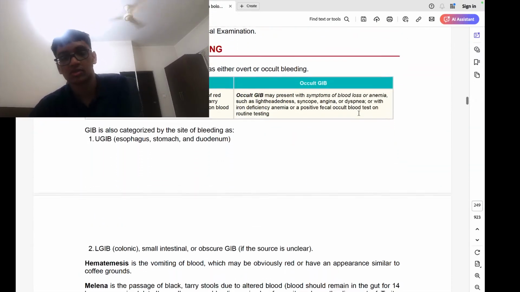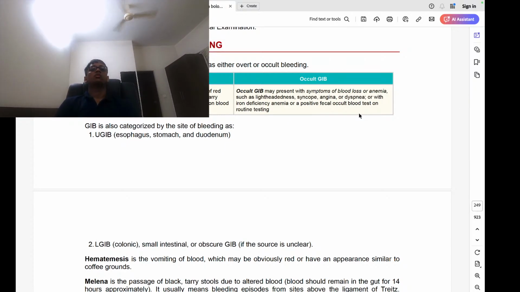Okay, jaundice has been done. Gastrointestinal bleeding: you have overt and you have occult. Overt is much more obvious. It includes hematemesis, vomitus of red color or coffee ground material, melena, black tarry stool, and hematochezia, passage of blood or blood from the rectum.